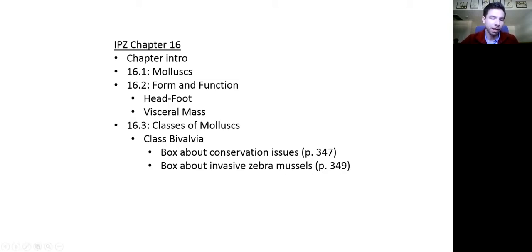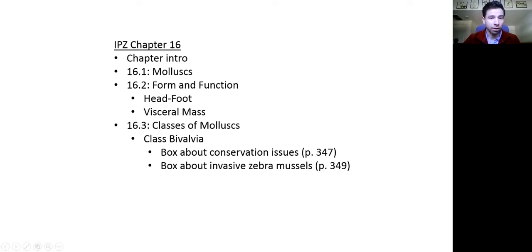And out of all the classes of mollusks, the one that I want you to focus on the most is class Bivalvia. After all, that is the one that we focus on in lab as well. And you're welcome to read the whole section on Bivalvia, of course. It's a little bit lengthy, but what I really want you to focus on is these two brief boxes, the box about conservation issues. So some bivalves are in trouble and need conservation. And this box about invasive zebra mussels.